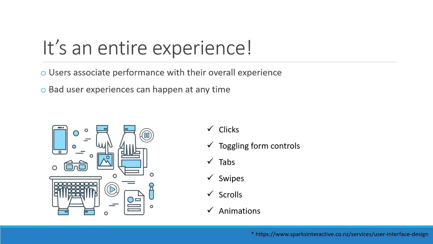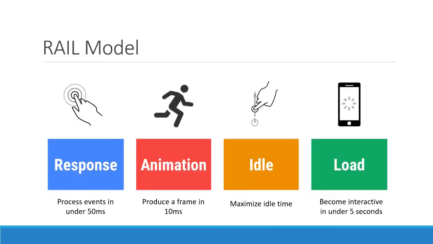And this brings us to the RAIL model, which is a performance model that breaks down the user experience into 4 key actions. These actions are response, animation, idle, and load. I won't go into much detail on each one of them, but roughly, for response, the aim is to process events in under 50 milliseconds. So the end goal here is to have something back to the user in 100 milliseconds.